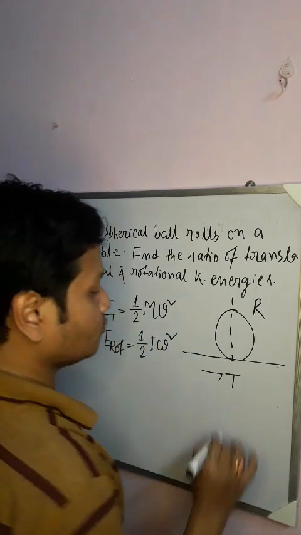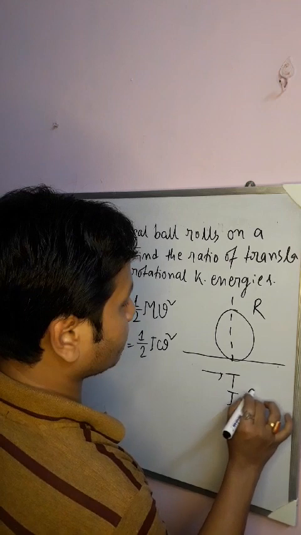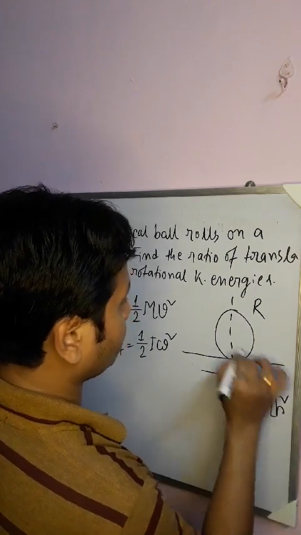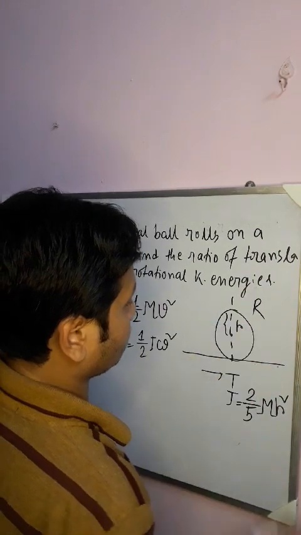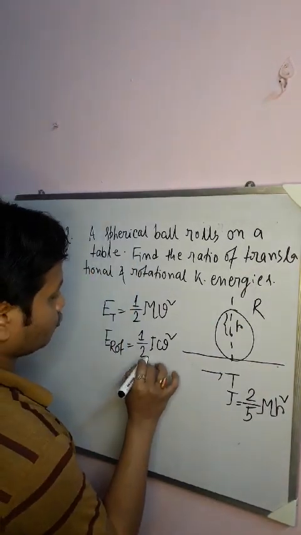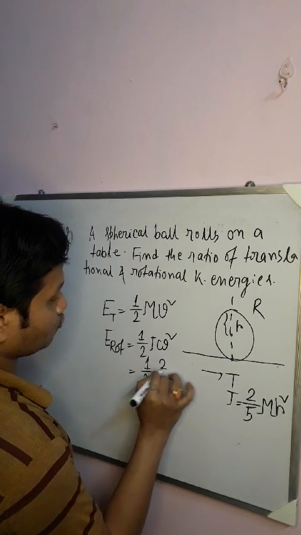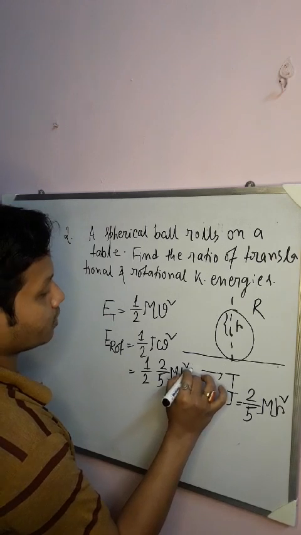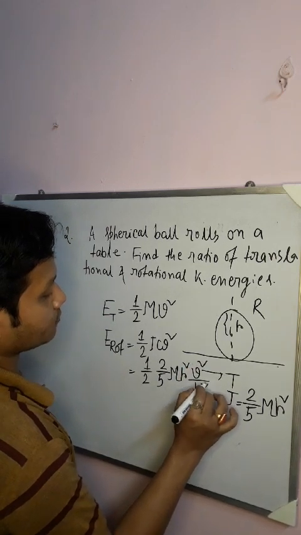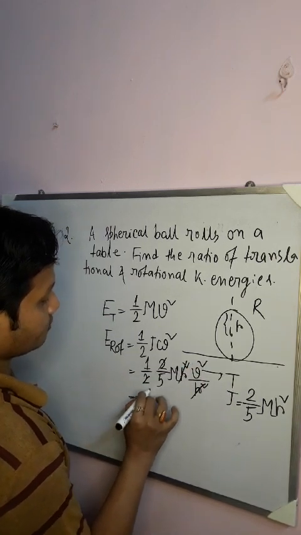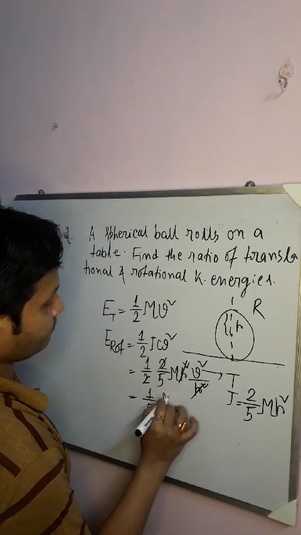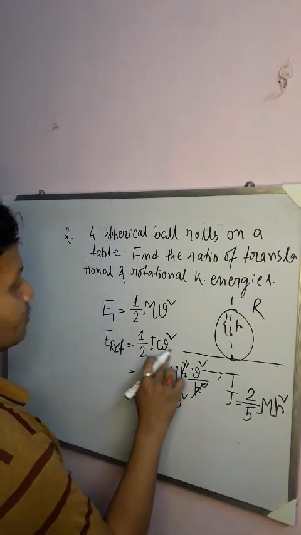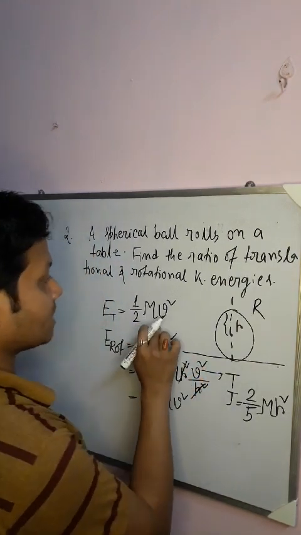And previously we know that the moment of inertia of a sphere about its own axis is 2 by 5 m r square, if r is the radius of the sphere. So we put I as 2 by 5 m r square, and instead of omega we put v by r, that means v square by r square. So r square cancels, and this is 1 by 5 m v square. Because here it is I omega square and we have to convert it in terms of m v square.